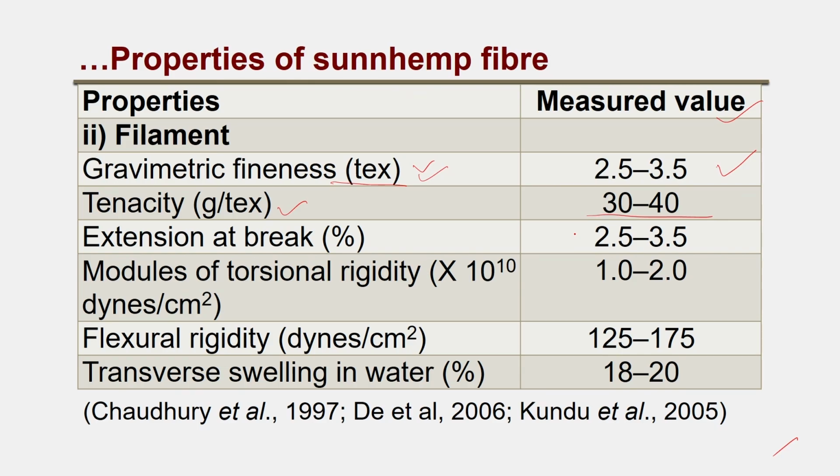Then extension at break, percentage, 2.5 to 3.5. Modulus of torsional rigidity, 10 to the power 10 dynes per centimeter square, varies from 1 to 2. Then flexural rigidity, dynes per centimeter square, 125 to 175. And then transverse swelling in water, expressed in percentage, 18 to 20. And again it has been reported by Chaudhary and co-workers 1997, Day et al. 2006, and Kundu et al. 2005. Et al. means co-workers and associates.